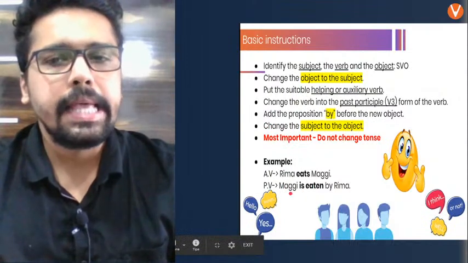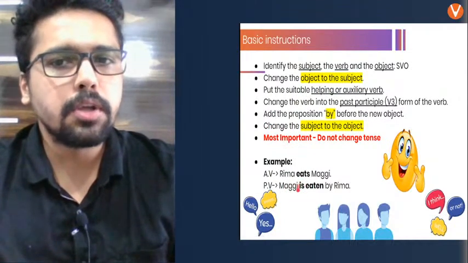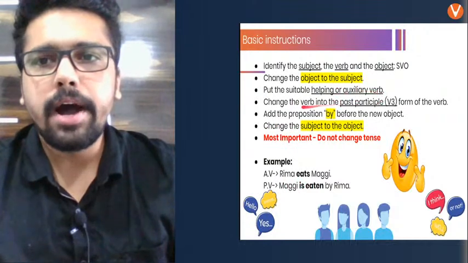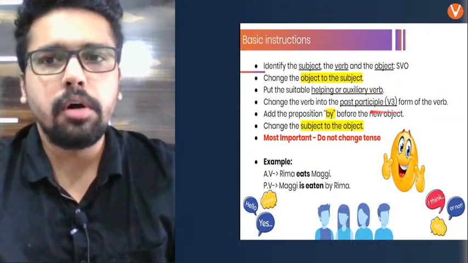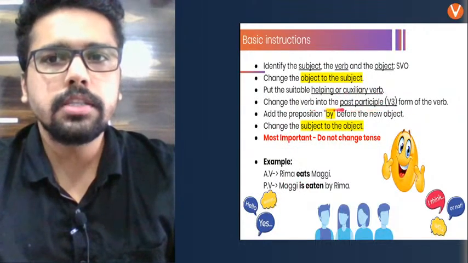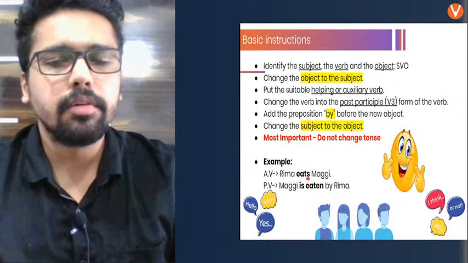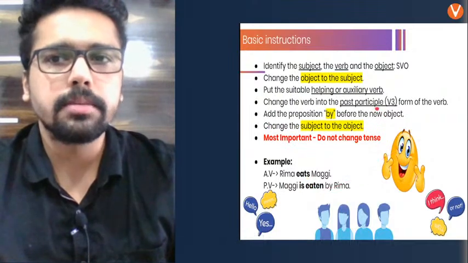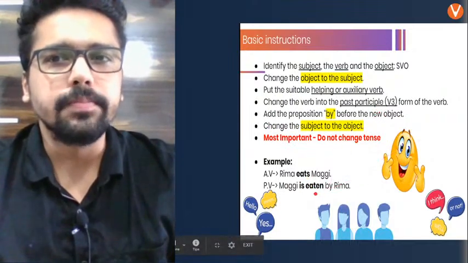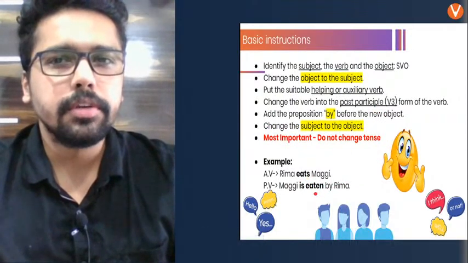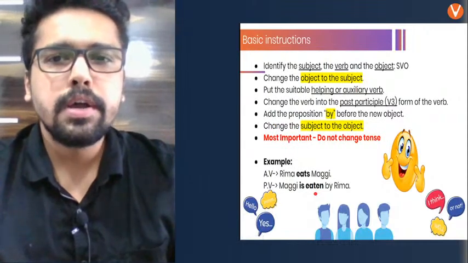So Maggie is. This is the auxiliary verb, is. Now after that, we are using the third form of the verb, which is called the past participle form. Now this eat is the V1. We have to change it to its third form, that is the past participle form. Eaten. Eat, ate, eaten. We've seen this in tenses.